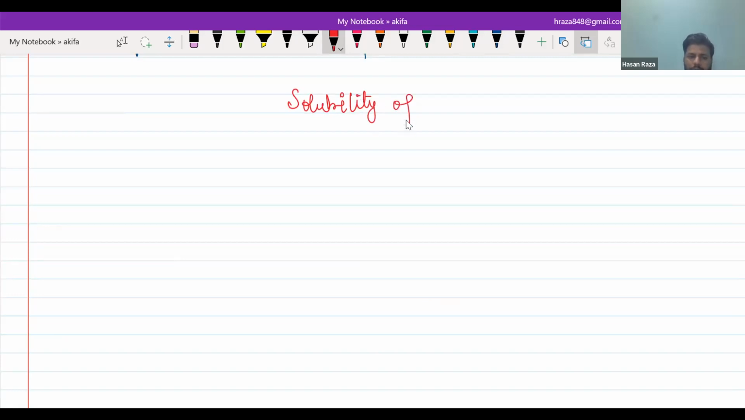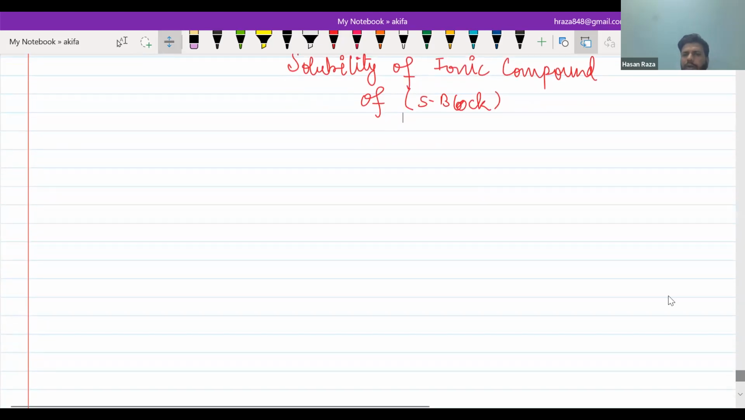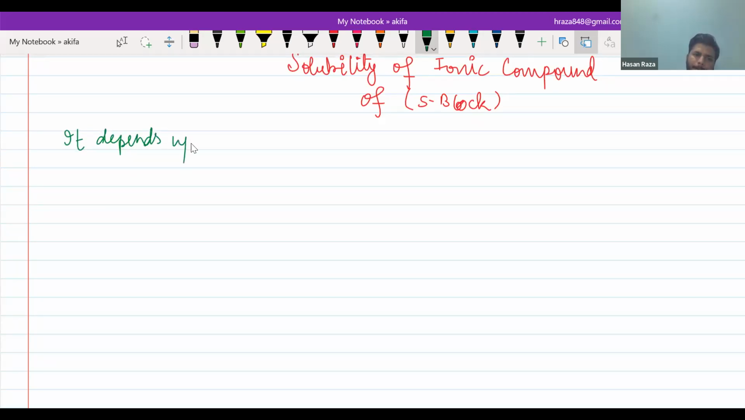Solubility of ionic compound of S block. For solubility, we will have two terms. It has two factors on which the solubility of ionic compound of S block depends. So I'm writing a point. It depends upon two factors.